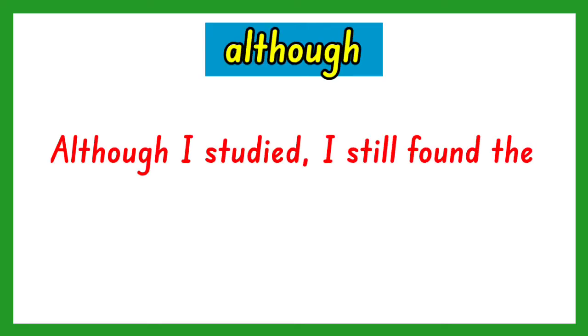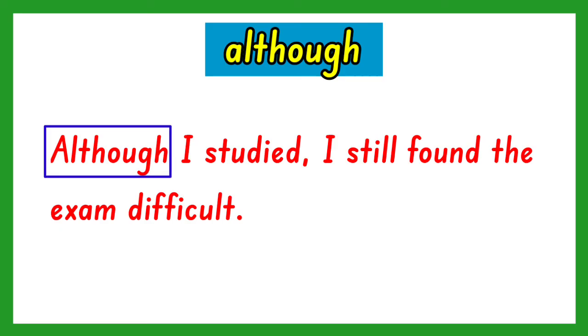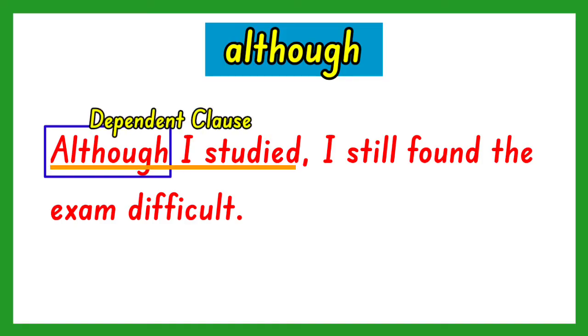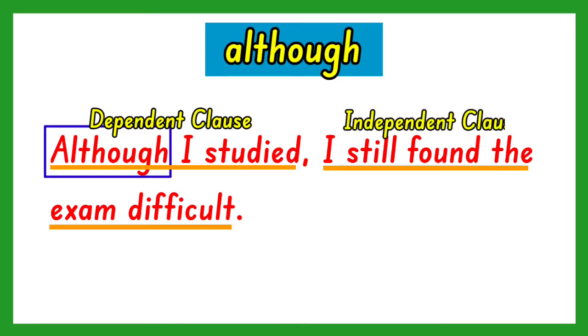This time, let us use the subordinating conjunction although. Although I studied, I still found the exam difficult. Our clue here is the conjunction although. This means that the dependent clause is although I studied, and the remaining clause, which is I still found the exam difficult, is the independent clause. Is it clear? Last example.